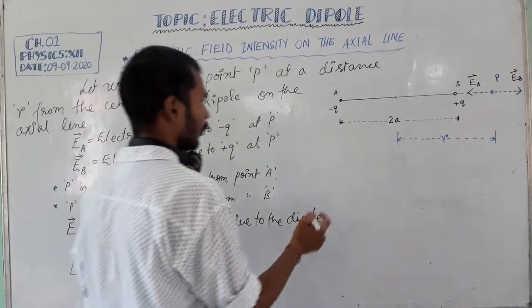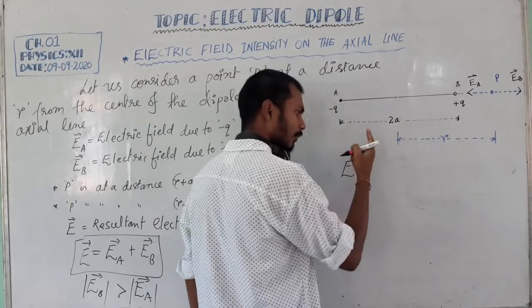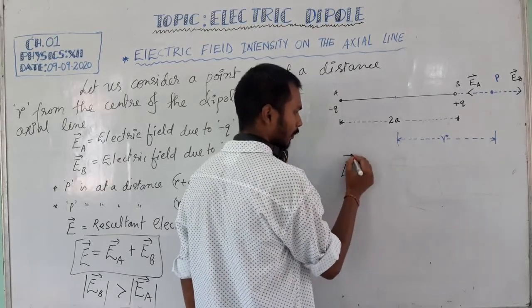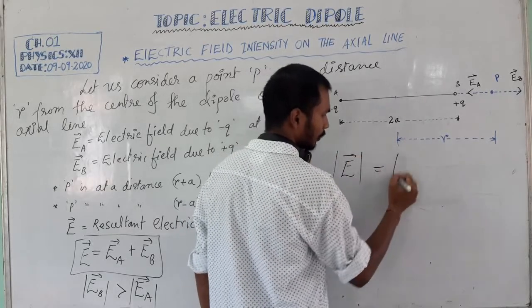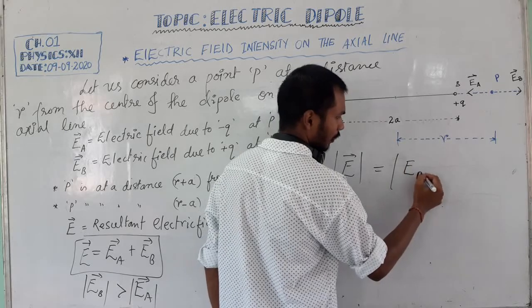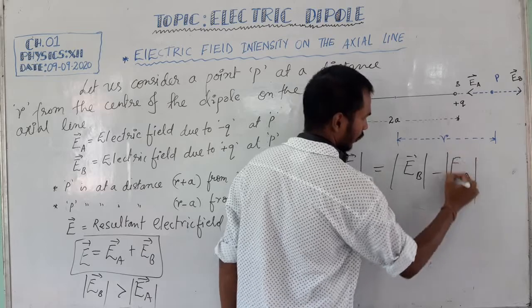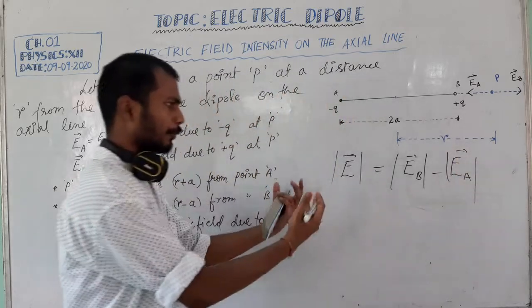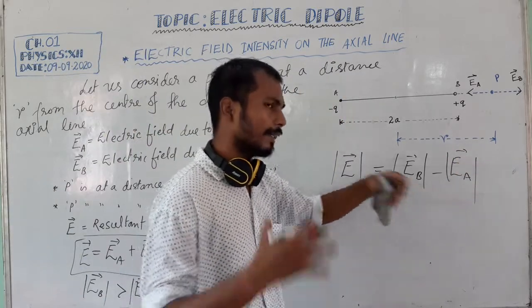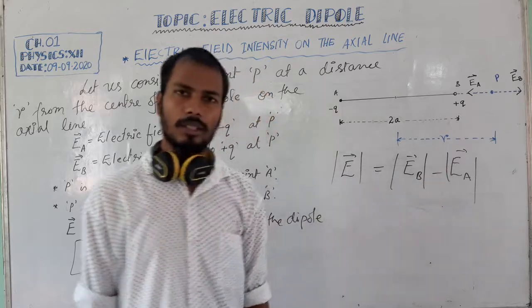Therefore, the magnitude of the net electric field is equal to EB minus EA. Now you are required to find EB and EA and subtract the value of EA from EB.